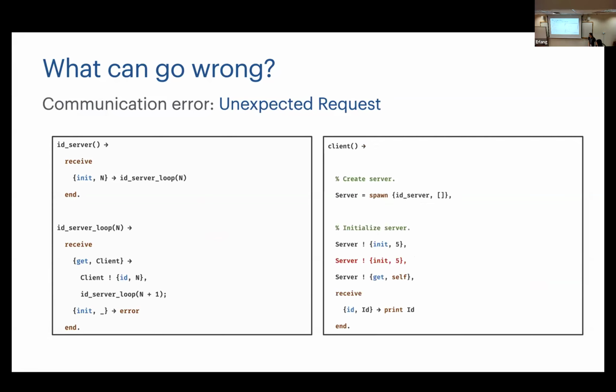What else can go wrong? Well, an unexpected request. So say once we've sent the initial init message, we send a second init message. That's going to cause a crash on the ID server side, which only expects one init message.